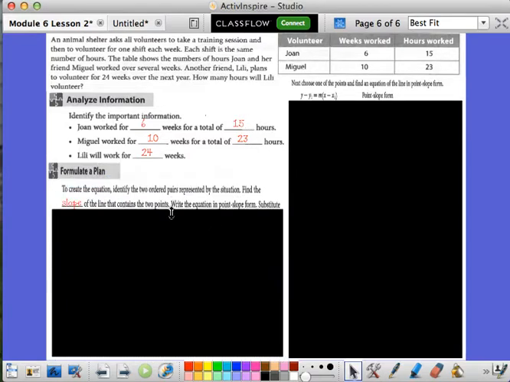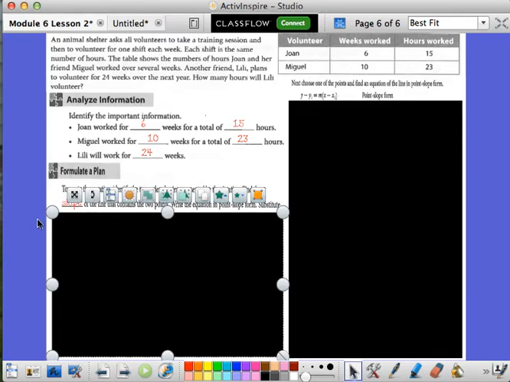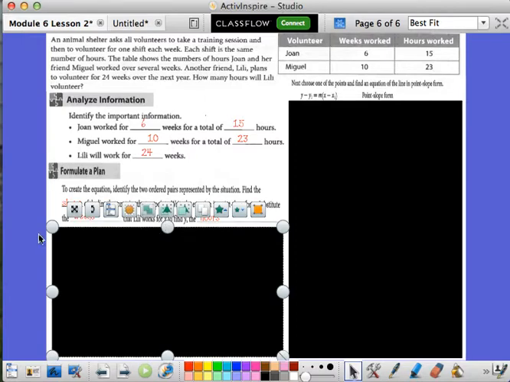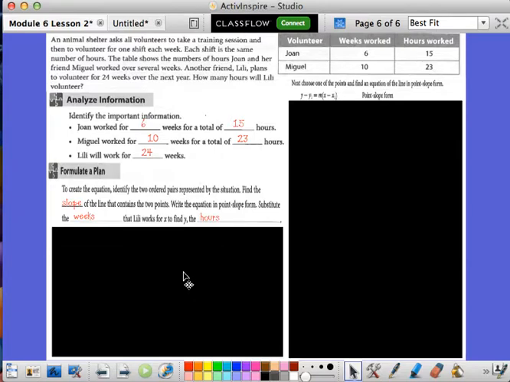So I'm going to use my 2 points. I'm going to create the equation, and I'm going to identify the 2 ordered pairs represented by the situation, and I'm going to find the slope of the line that contains the 2 points because both of these points have to be on the same line. All right, so I'm going to use them to find the slope. So to start, I'm going to write the equation in point slope form. I'm going to substitute the weeks that Lily works for x to find y, which is the number of hours.